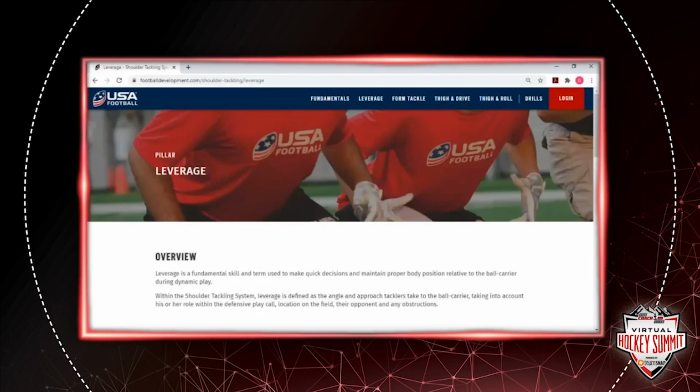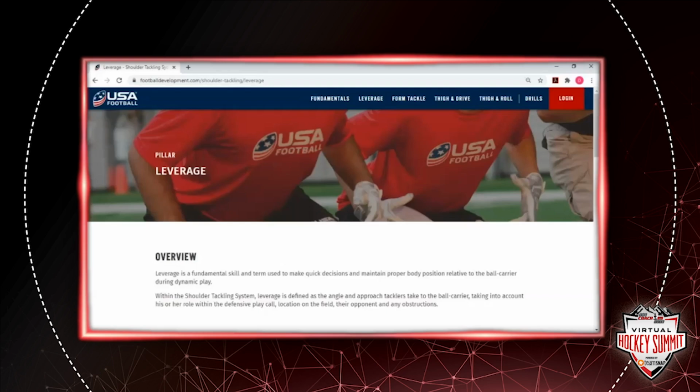Now, this is a screenshot of the website from USA Football, their football development program. And you can see here, I'm just going to highlight this with the arrow, this pillar of leverage. And it is definitely a foundational pillar of how they teach the game and how they teach tackling. And the overview here, in my opinion, is very instructive. And it's something that we can take a lot away from as far as their terminology, and how it applies to checking and to hockey.